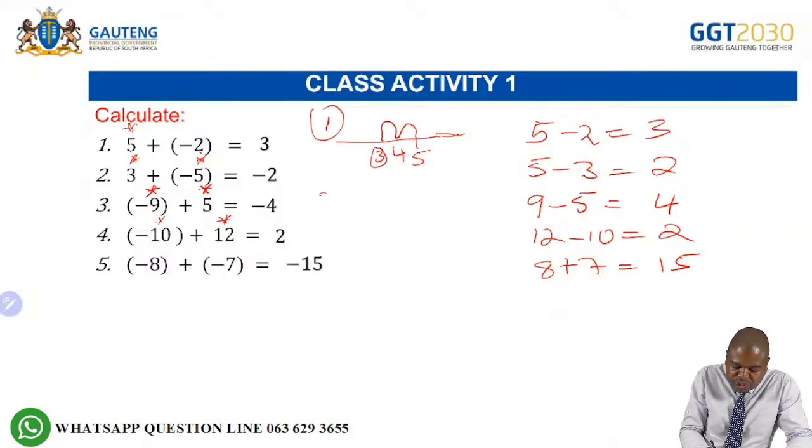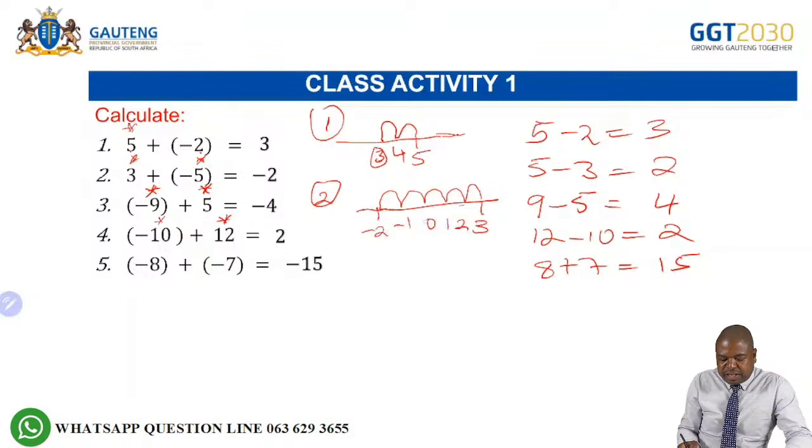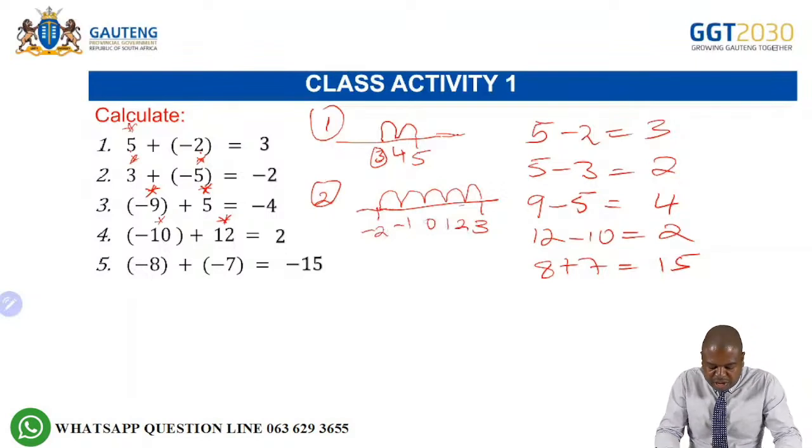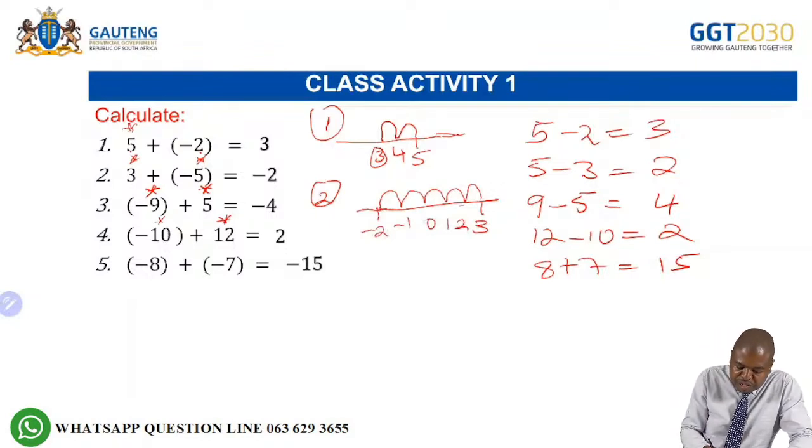And then for number 2, we're going to start at 3. Then we count how many times? 1, 2, 3, 4, 5 times until we get to -2, because this was going to be 2, 1, 0, -1. This is what we're supposed to have for number 2.